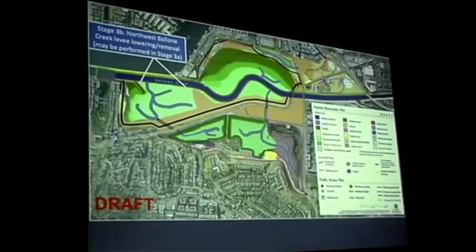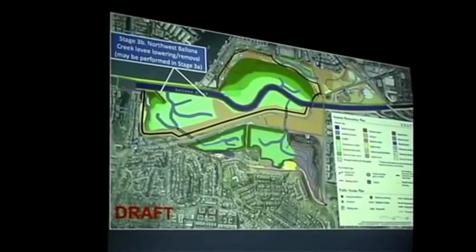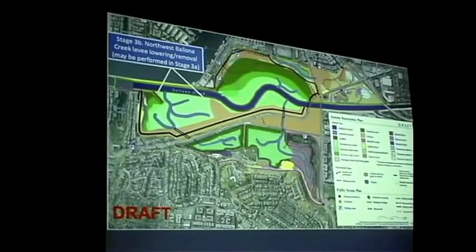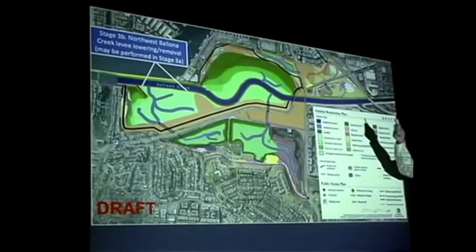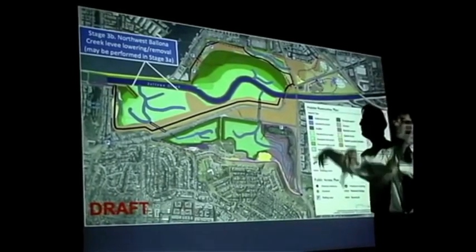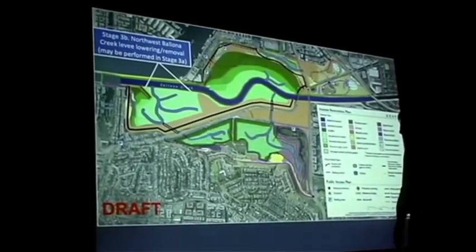Has everyone seen this picture? No. Is there anyone who has not seen this picture? All right, so let's walk through this. This is in the most recent technical memo to the science committee or something.